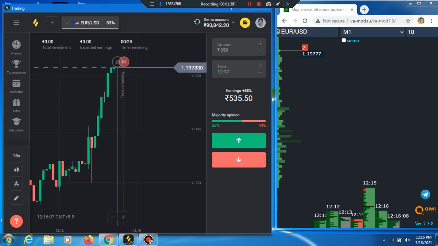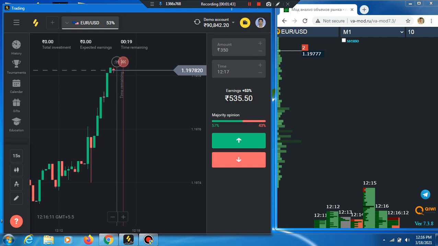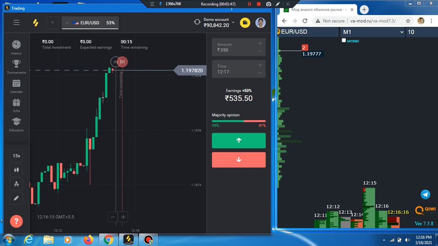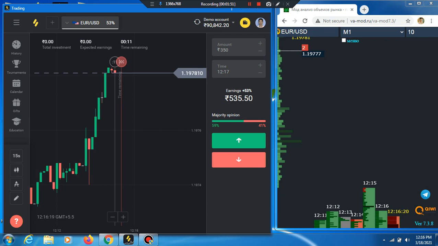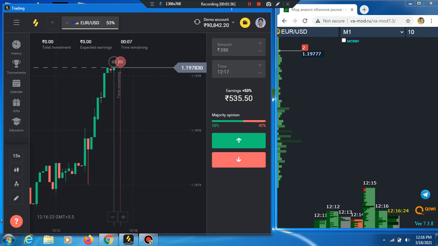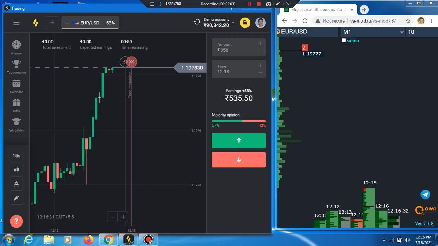Three things affect the market: price, volume, and time. These three things move the market in different ways. Price, volume, and time, three things are available here. You have to use this market profile.